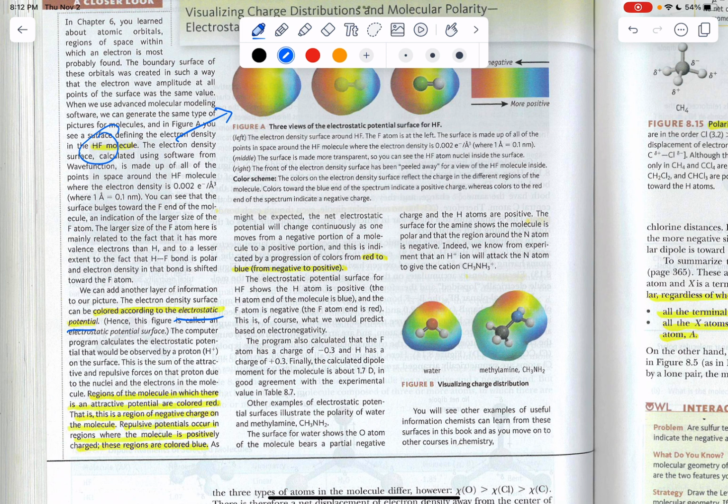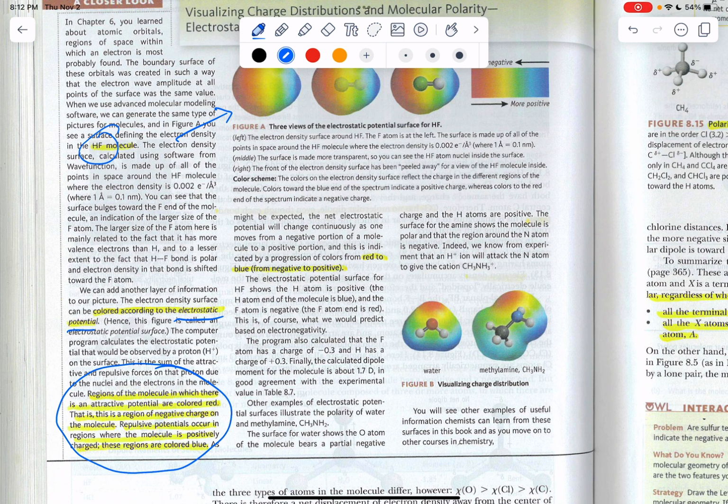Now, let's just go through this paragraph right here. Regions of the molecule in which there is an attractive potential are colored red. That is, this is the region of negative charge in the molecule, and so it's going to repel other negative regions but be attracted to other positive regions of other molecules. Remember, you can have intermolecular forces as well as intramolecular forces. When we're talking about bonds within the molecule, those are intramolecular, inside the molecule. Intermolecular are between one molecule and another.